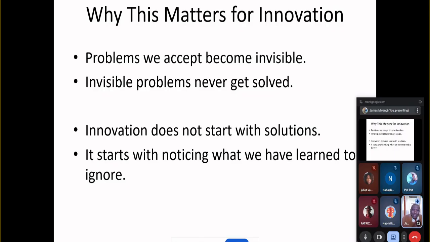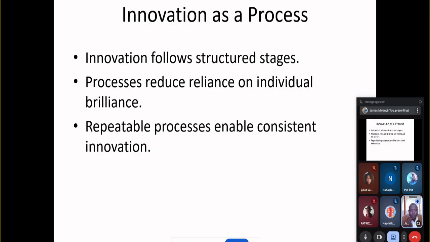Innovation does not start with the solutions. That is something very important: you can just go and create something and then say this can solve a problem. But innovation does not start with a solution. It starts with noticing what we have learned to ignore. There is something that people normally do that is tiresome, that they have accepted, and you notice that maybe we can do better. So innovation starts with noticing what we have learned to ignore.